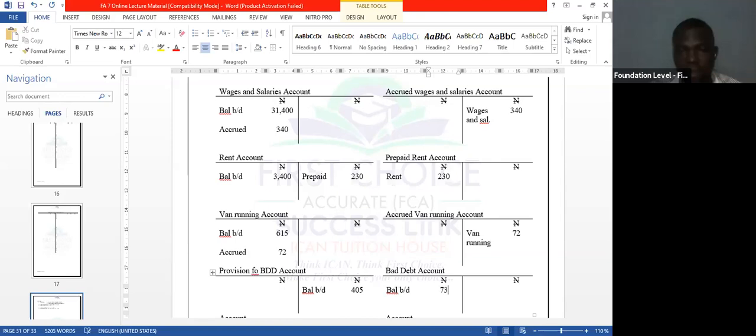So now it is a decrease, so it has to be reduced on the other side because we are decreasing it. So you put the second leg in bad debt, because that is the account that is going to receive it, bad debt of 91. On the bad debt we are going to credit it, so you are going to credit it with provision.